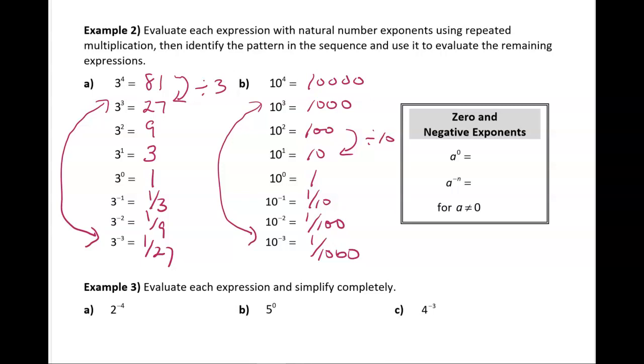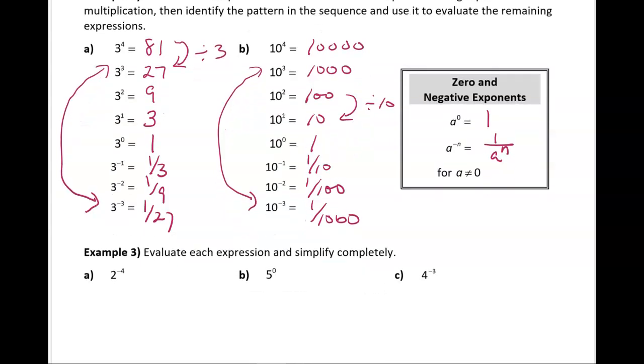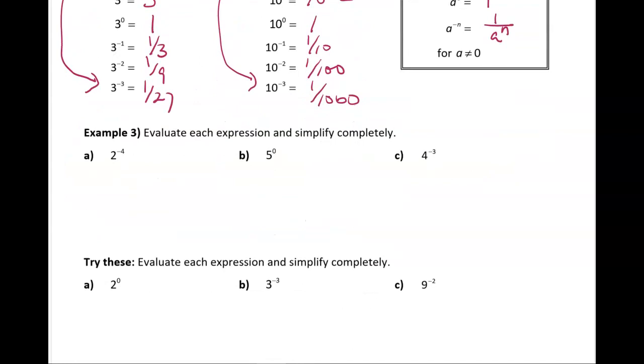Some other observations. Whenever you take a number and you raise it to the 0 power, that's always going to be 1, as long as that number isn't 0. And then if you take a raised to the negative n power, that's 1 over a raised to the positive n power. All right, so let's take a look at example 3. 2 raised to the negative 4th power, that's just going to be 1 over 2 raised to the 4th power, so that'll be 1 over 16.